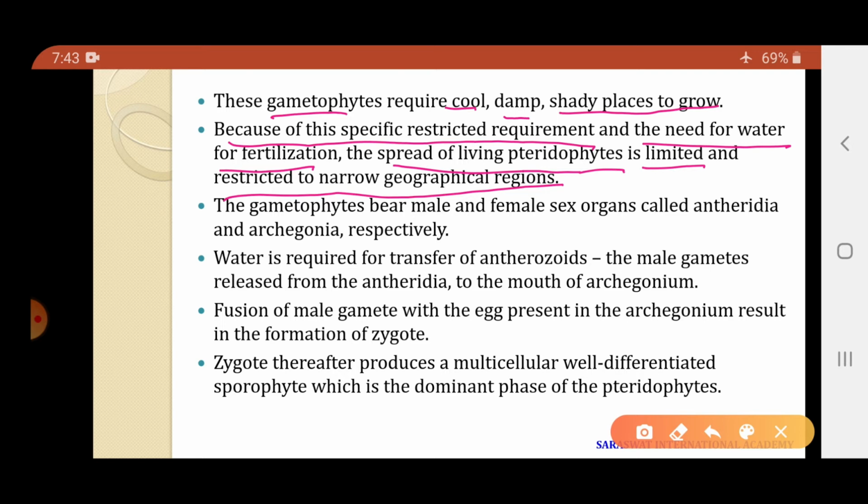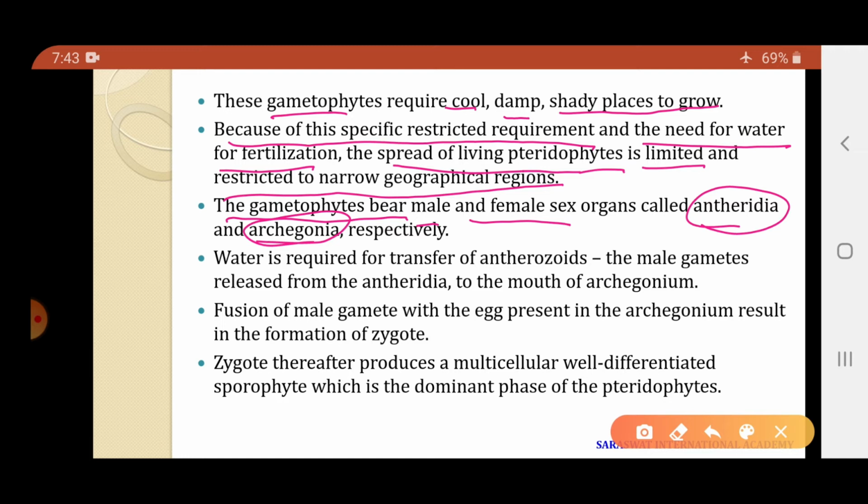But yes, sporophyte possess well developed root, stem and leaves. But इसका जो gametophyte है it does not possess true roots, true stem or true leaves. Now what gametophyte consists of? The gametophyte develops the male and female sex organs. The male sex organ is called as antheridia. Female sex organ is called as archegonia.